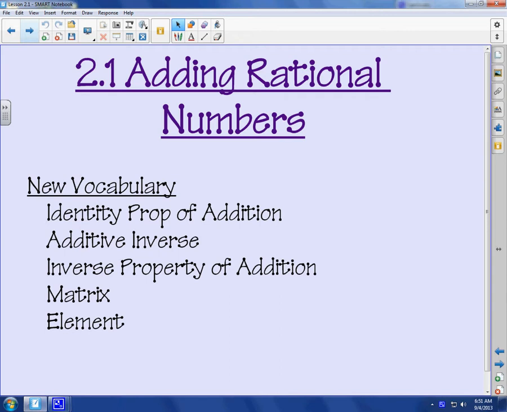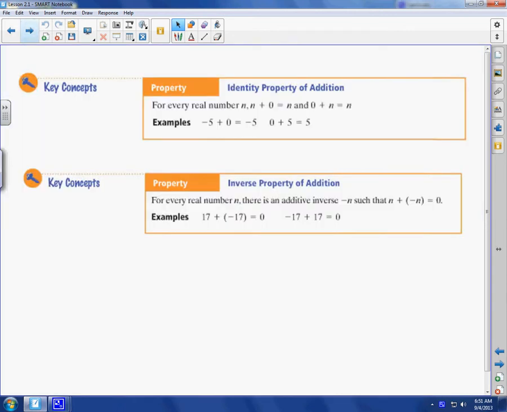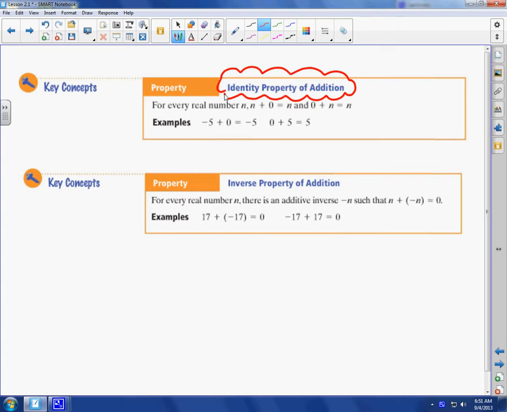So the first 3 are key concepts. Write these on the top of your notes. The first one is the identity property of addition. This one's super simple. Anytime you add 0 to anything, you're going to get that same number. So for every real number n, n plus 0 equals n.